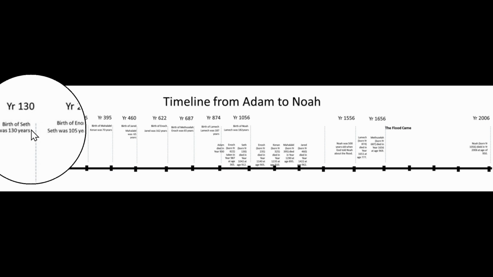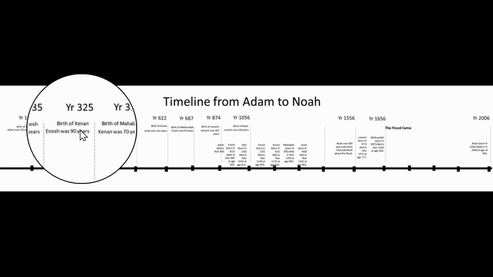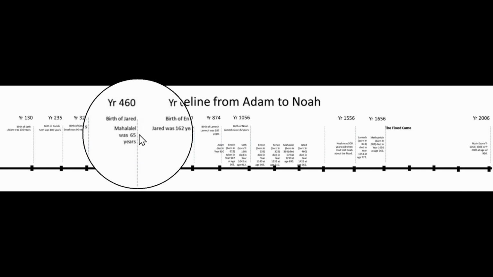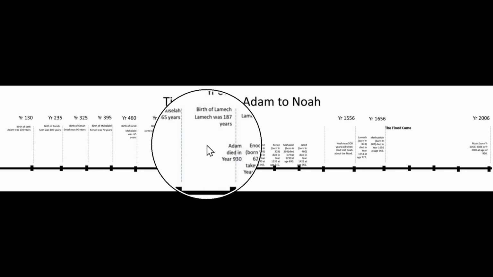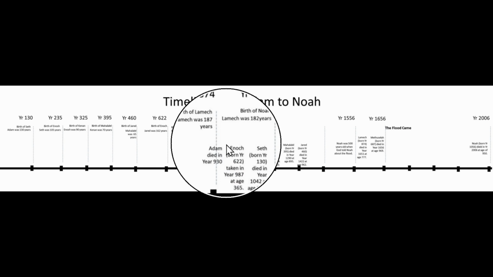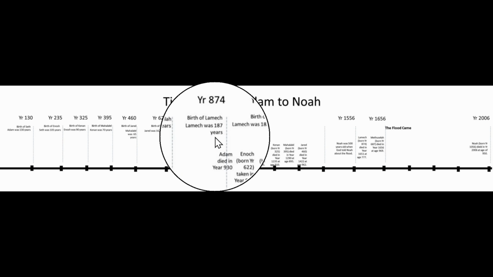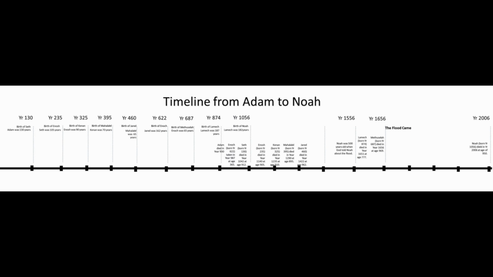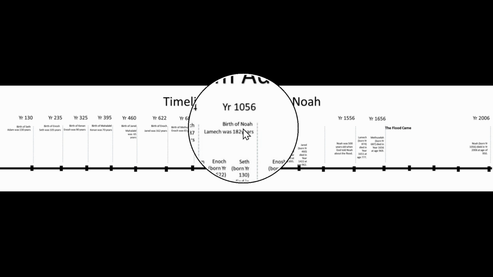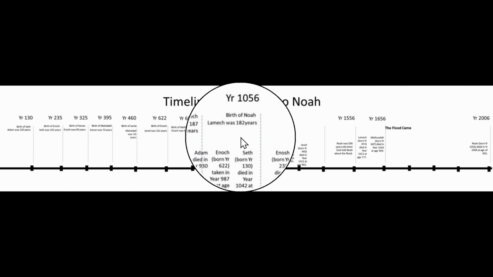Over here are the births. Birth of Seth, Birth of Enosh, Kenan, Mahalalel, Jared, Enoch, Methuselah. Everybody's being born. Nobody's dying until here. Adam died in year 930, after the birth of Lamech, who was Noah's father. So Adam's alive. He's around for all these generations. Then you can see we get to the birth of Noah here in the 1056th year, birth of Noah.